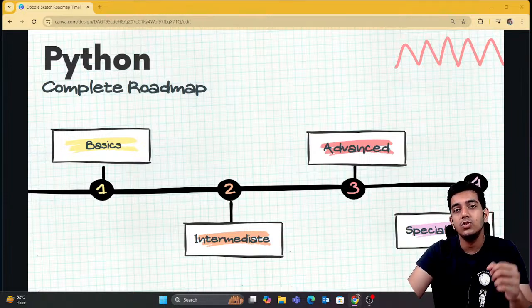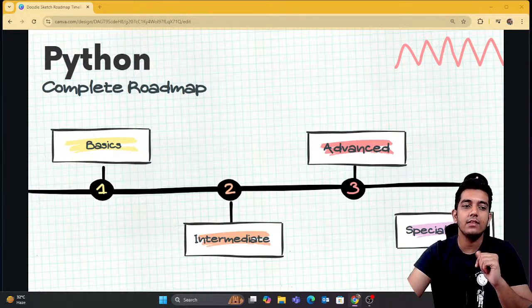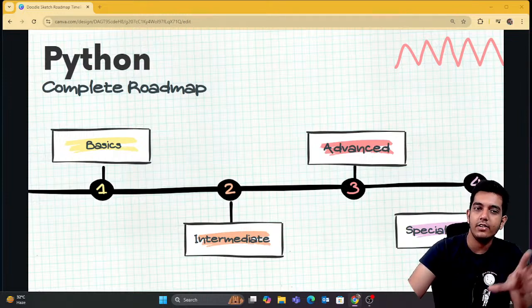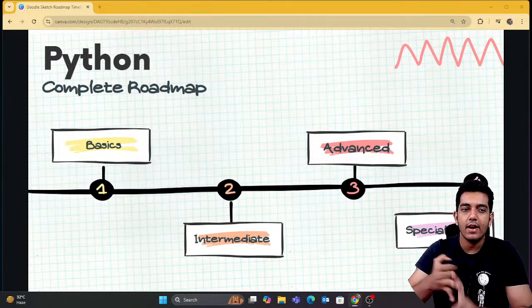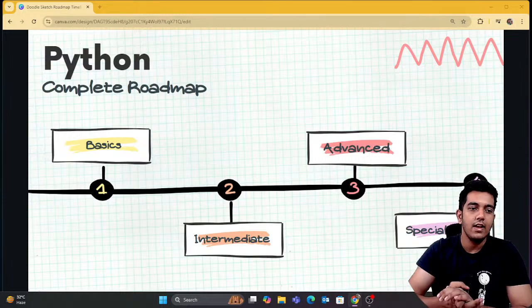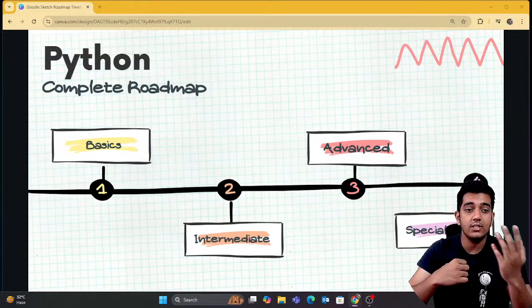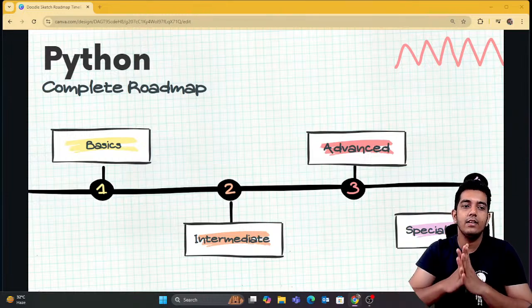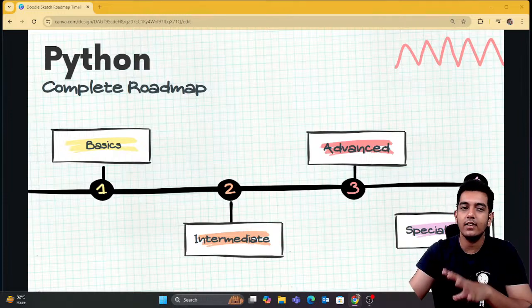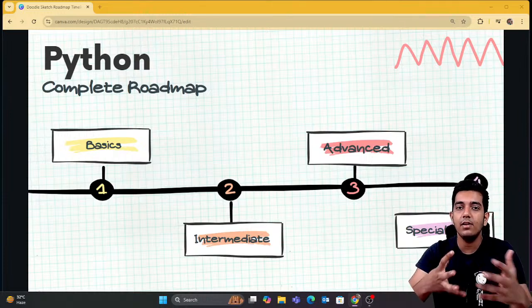Then guys, Python is used for machine learning and AI. Python is one of the top languages for machine learning and artificial intelligence due to its compatibility with libraries like TensorFlow, PyTorch, Scikit-learn, and Keras. Then it also enables tasks like natural language processing, NLP, image recognition, and building recommendation systems, right? So Python is very useful in the machine learning and AI part because we have a lot of compatible things built for it, right?